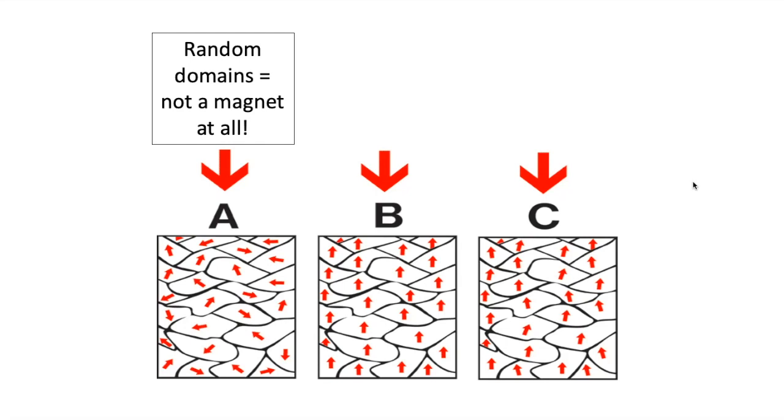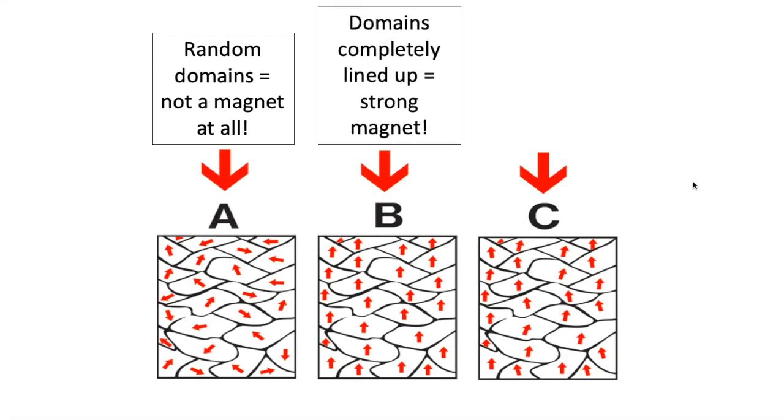Go ahead and look at B. Do you think that's a magnet? Sure is. That's a strong magnet. Look how all the domains are lined up. So we've got a north pole on one side, a south pole on the other. They're not in random directions. They're all pointing in the same direction.